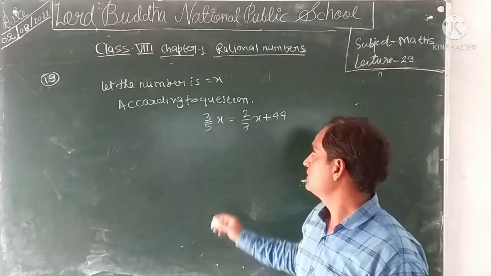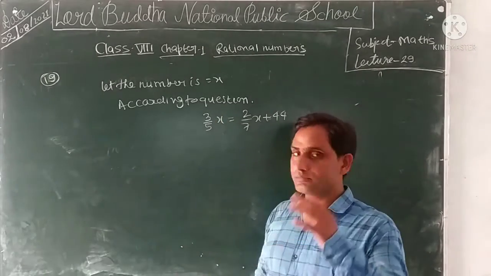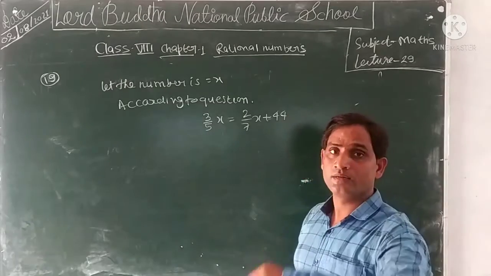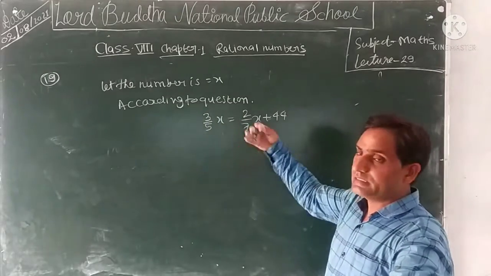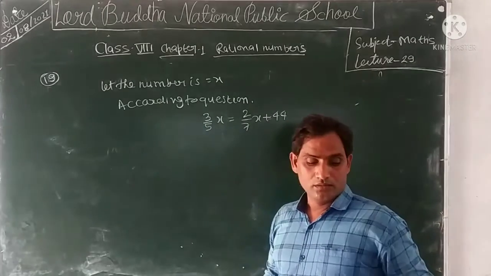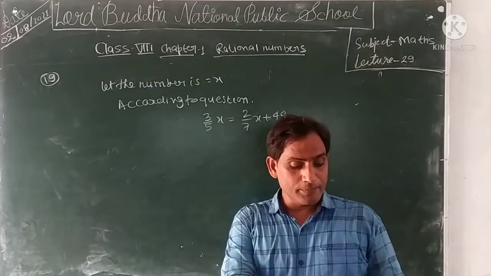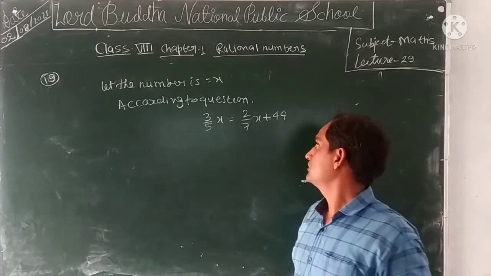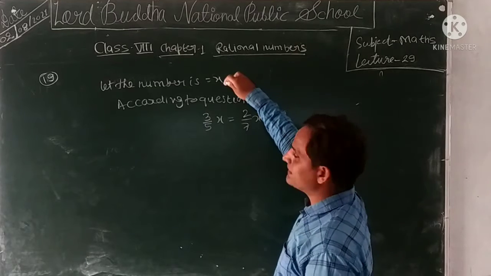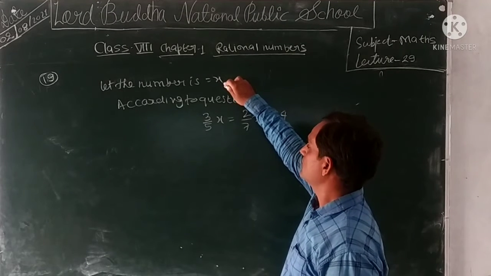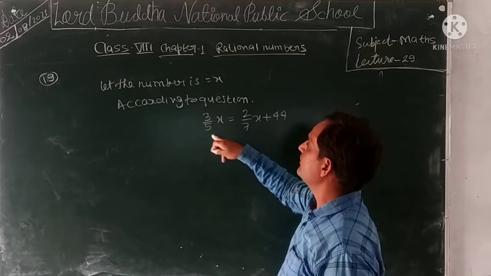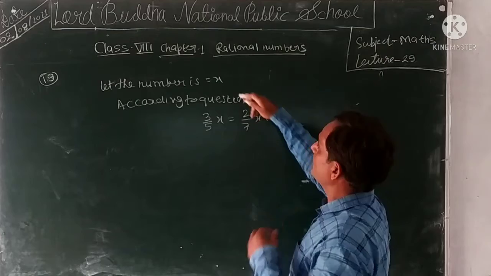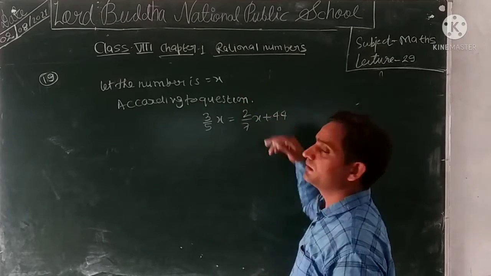Correct. Here is a number, the 3/5 of the number. The 3/5 of the number exceeds its 2/7 by 44. If we take 2/7 of this number and 3/5 of this number, so 3/5 will be greater by 44 than 2/7 of its number.